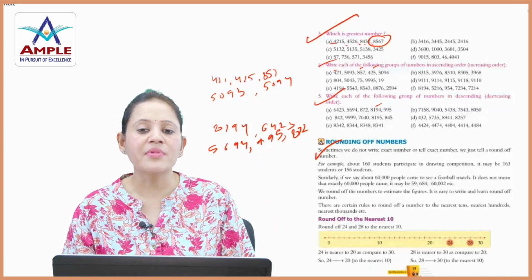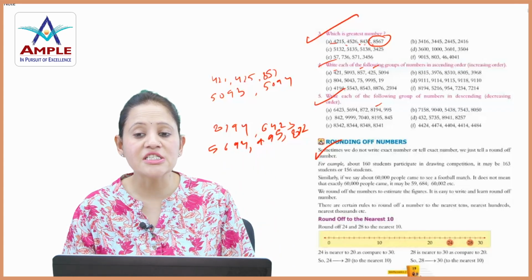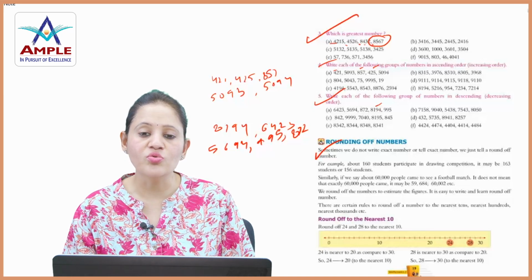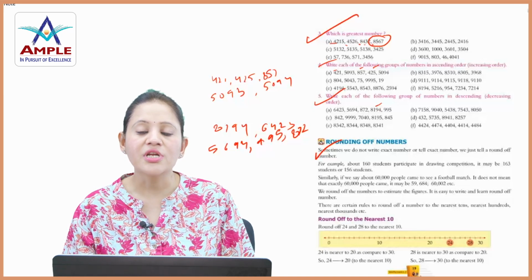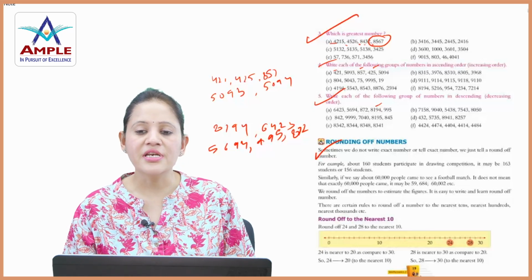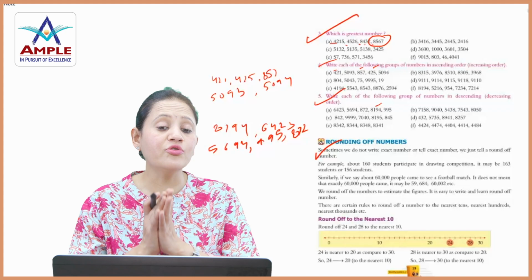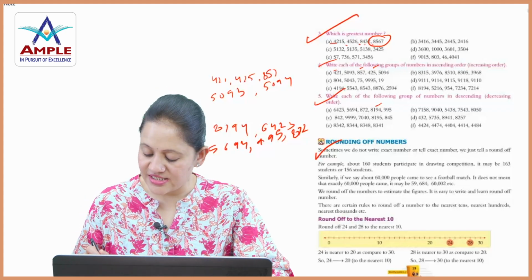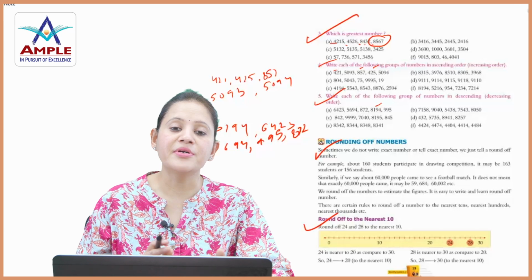We round off the number and estimate the figure. It is easy to write and learn round off numbers. There are certain rules to round off the number to nearest tens, nearest 100 and nearest 1000. So now we will learn how to round off the numbers. Next is round off to nearest tens. Now we will learn how to round off number to nearest tens.